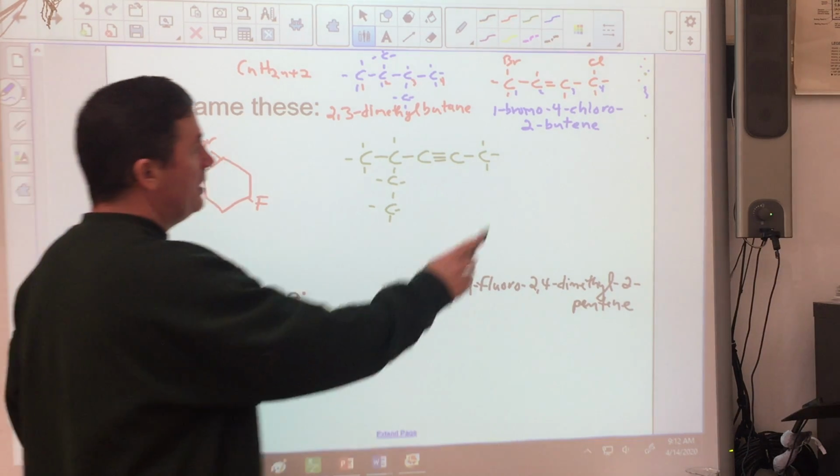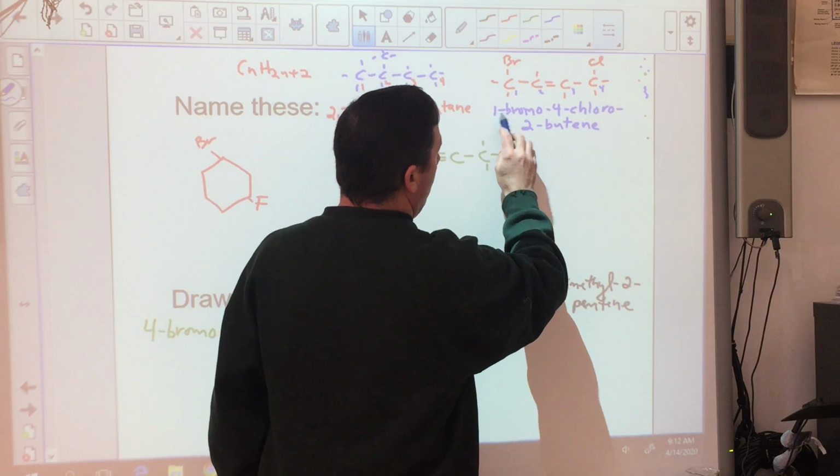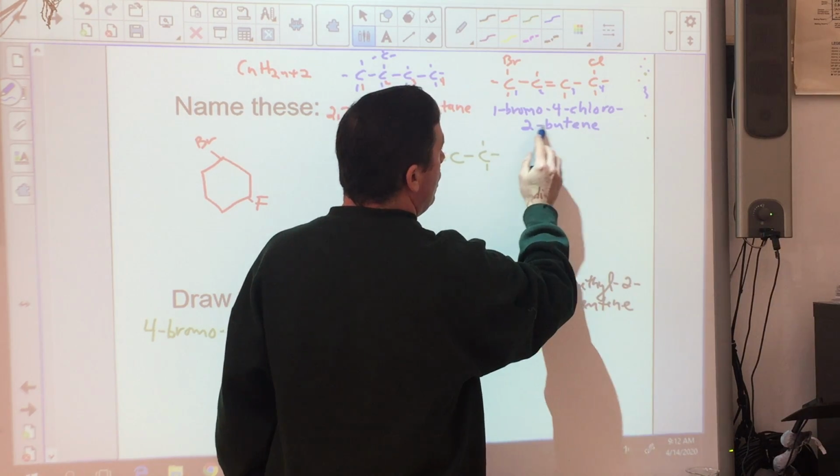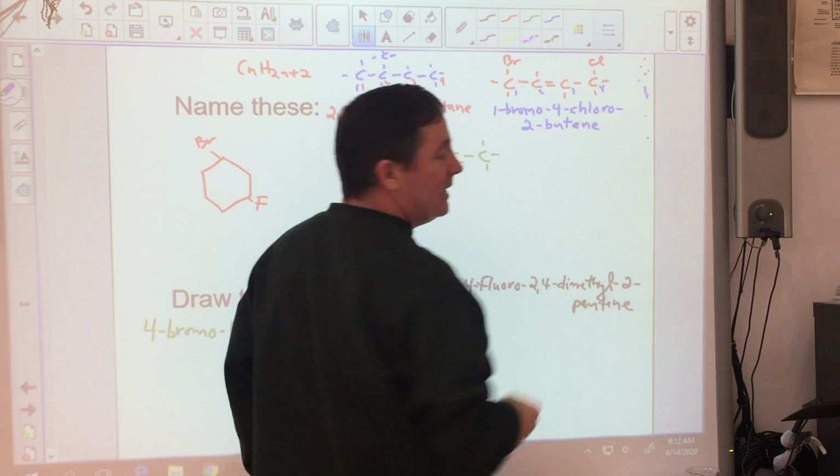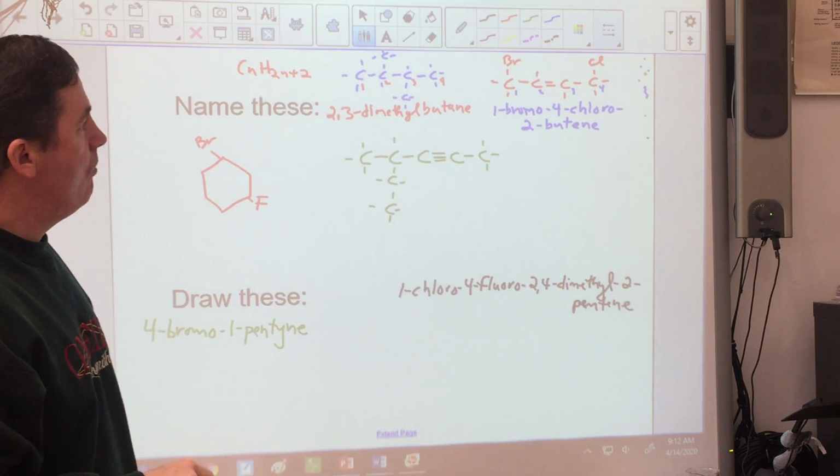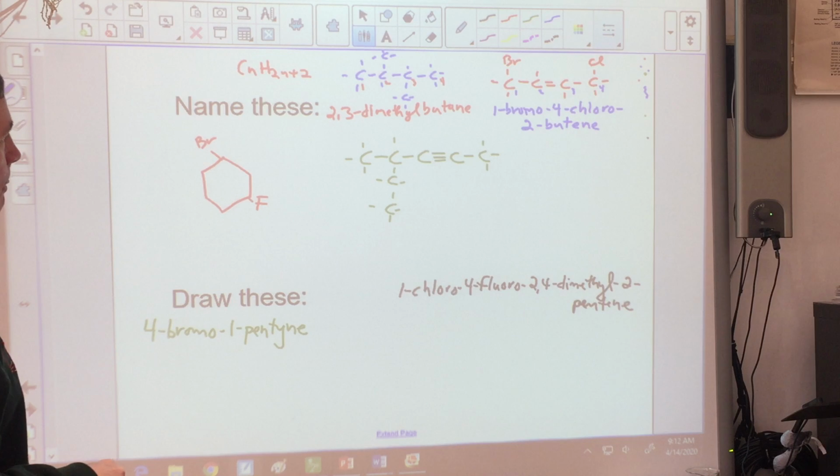Now remember, these can get weird too. This could be 1 bromo, 4 chloro, bute, 2 ene. You might see it either way. Okay? All right.